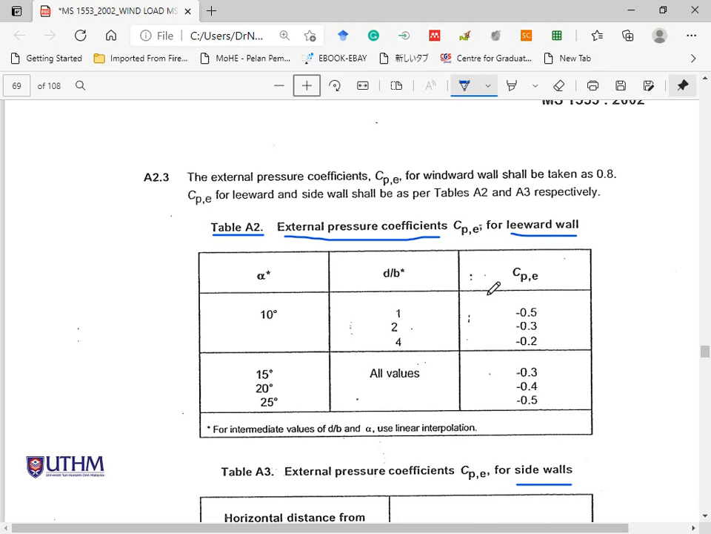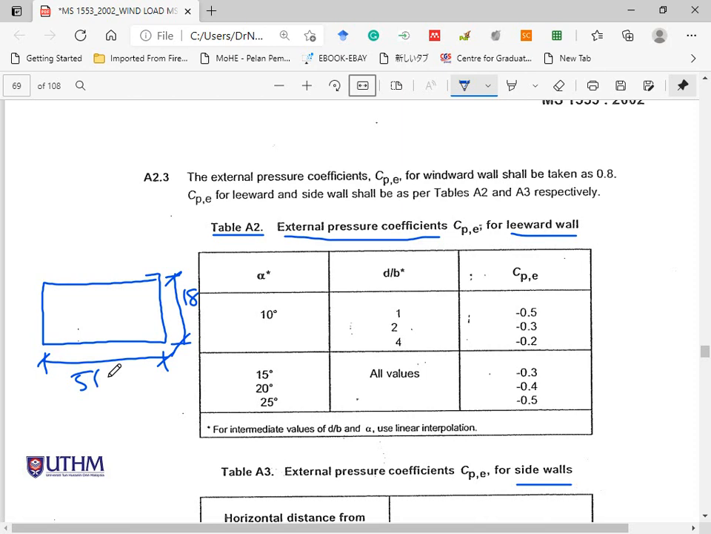we have the layout plan. The layout plan is like this. If you still remember, here is 18, and here is, if not mistaken, 51. So here is D, the short side is B. So this is the D over B.